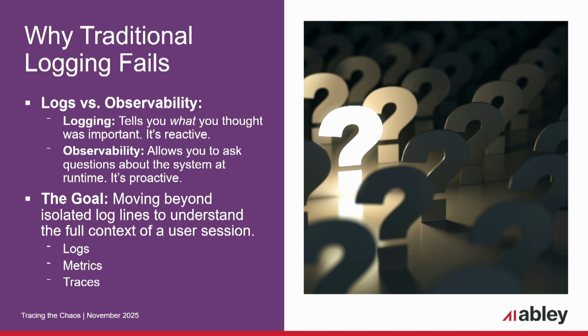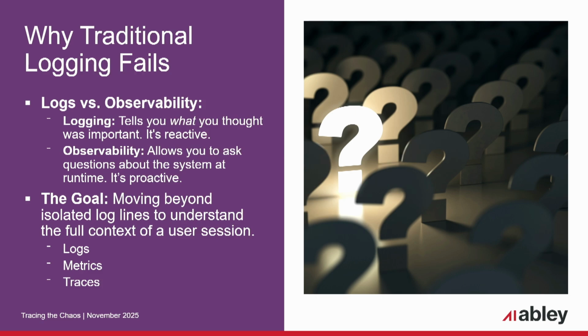So the core issue is traditional logging is limited. When you write a log line, you are documenting what you thought was important when you wrote the code. It's reactive. But observability is different. It's built on 3 pillars of logs, metrics, and traces. It gives you the ability to ask new questions about the system at runtime, and questions you didn't think of when you first deployed it.